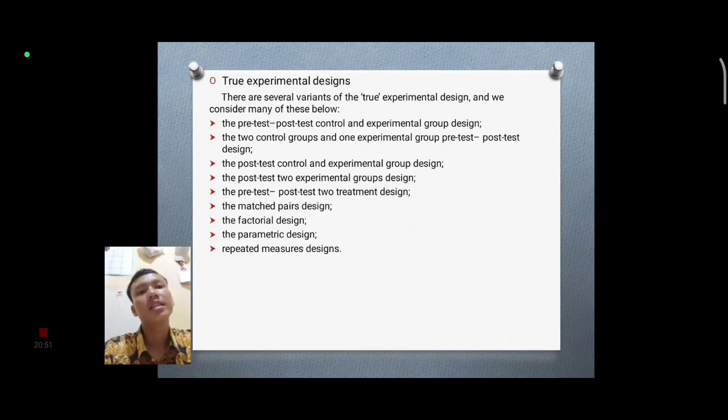Turning to true experimental design, there are several variants of the true experimental design, and we consider many of these below. First, the pretest, post-test, control and experimental group design. Two, the two control groups and one experimental group, pretest, post-test design. Three, the post-test control and experimental group design. Four, the post-test two experimental group design. Five, the pretest post-test two treatment design. Six, the matched pairs design. Seven, the factorial design. Eight, the parametric design. And the last, repeated measures design.